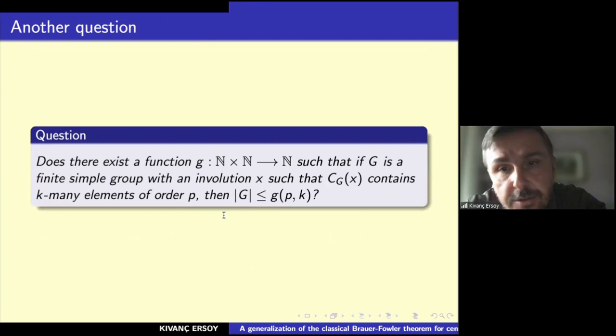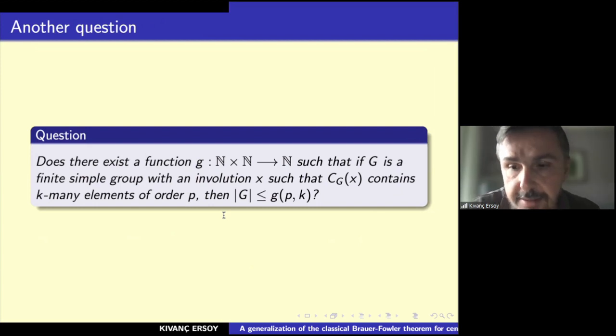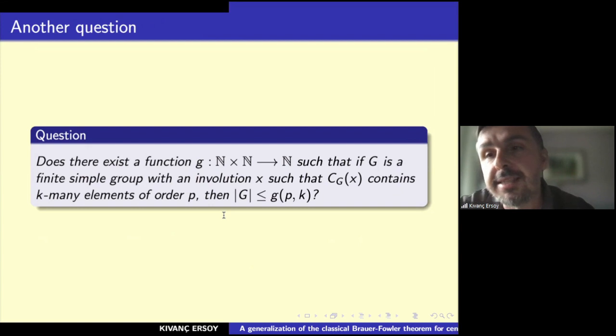We can maybe think about this version: instead of bounding something with the elements fixed by an automorphism of order p, let's think about the converse. Is there a function g from N times N to N such that if G is a finite simple group with an involutory automorphism x, such that C_G(x) contains k many elements of order p, then the order of G is bounded by p and k?